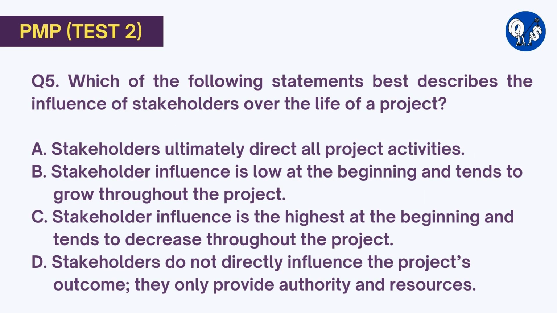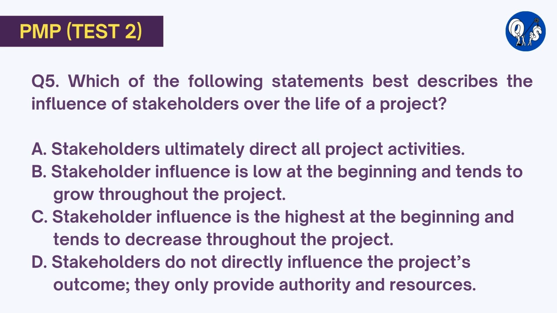Question number 5. Which of the following statements best describes the influence of stakeholders over the life of a project? A. Stakeholders ultimately direct all project activities. B. Stakeholder influence is low at the beginning and tends to grow throughout the project. C. Stakeholder influence is the highest at the beginning and tends to decrease throughout the project. D. Stakeholders do not directly influence the project's outcome, they only provide authority and resources.